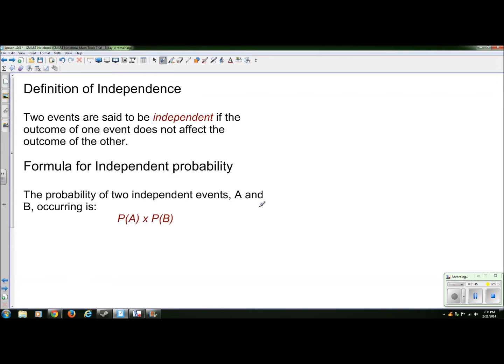So this leads us to the definition of independence. 2 events are said to be independent if the outcome of one event does not affect the outcome of the other. In our last example, flipping a coin once doesn't change anything about how you flip it the second time. That's why those are independent events. The formula for independent probability is just this. If you have 2 independent events A and B, the probability of both A and B occurring is the probability of A times the probability of B.